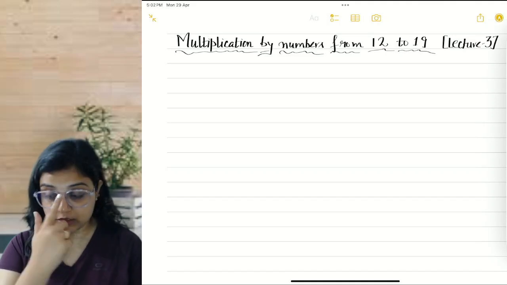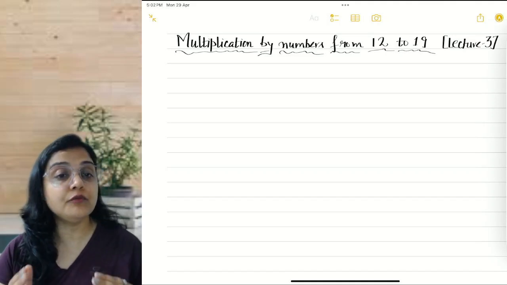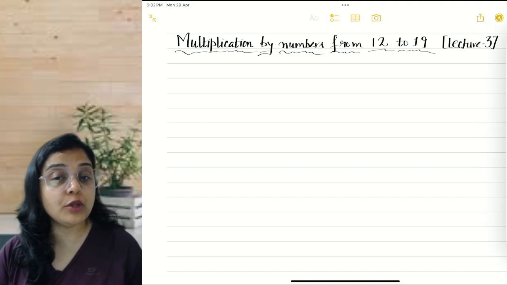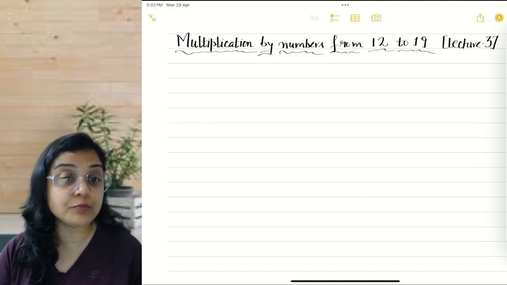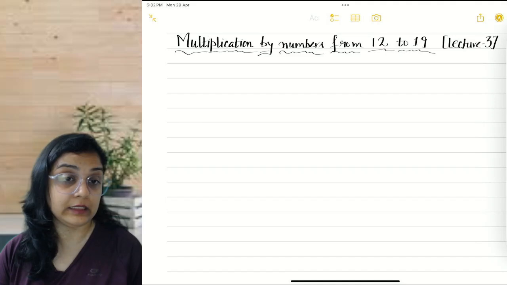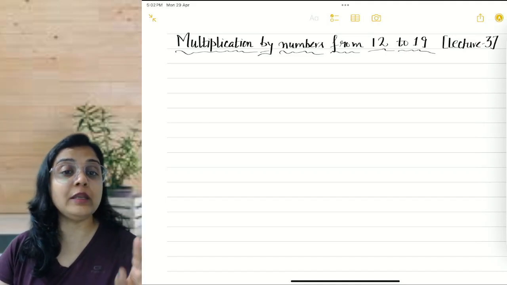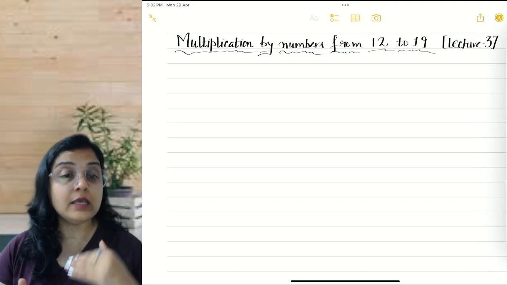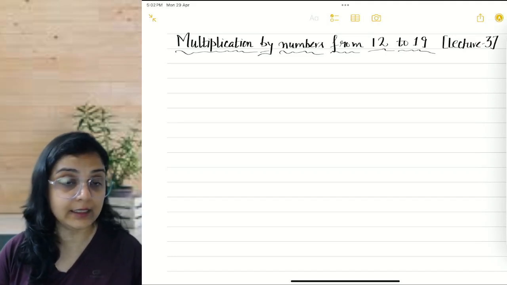All right, we are still doing sandwich method for the base 10, and in today's class we are going to learn the third trick, that is multiplication by a number between 12 to 19. That means multiplication of any number with any of the numbers from 12 to 19, that means 12, 13, 14, 15, 16, 17, 18 and 19 itself.